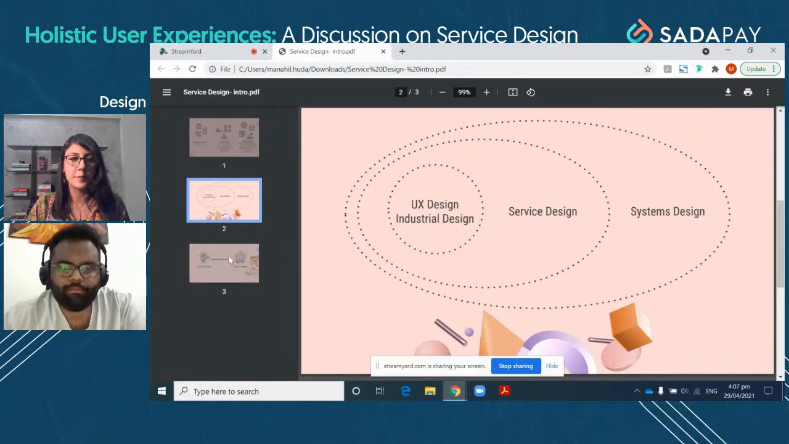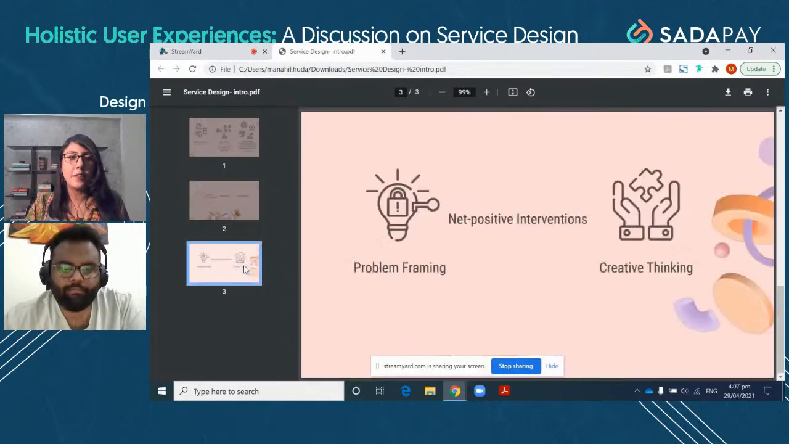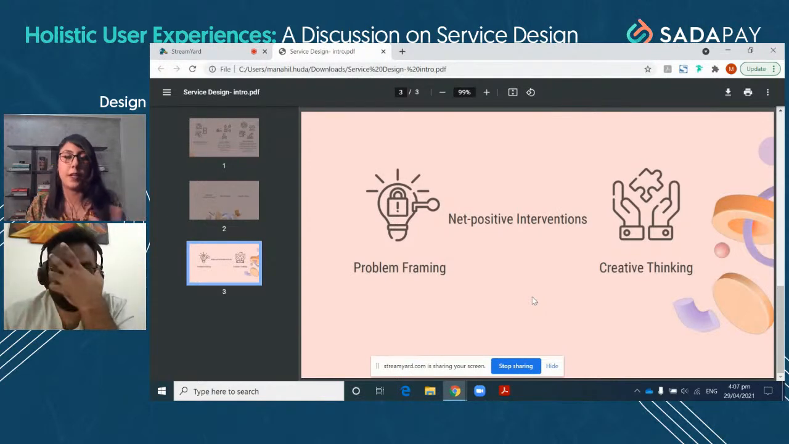What is similar between all three of them is that we are talking about choosing the right problems to address. We do that in product design as well as in service design. Then we do research, we find the right problems that need interventions, and we use our creative thinking. So that's something that's similar whether you practice UX design, product design, or service design.